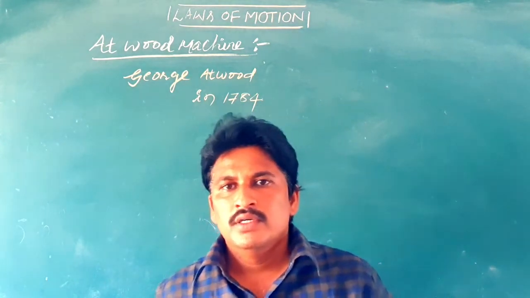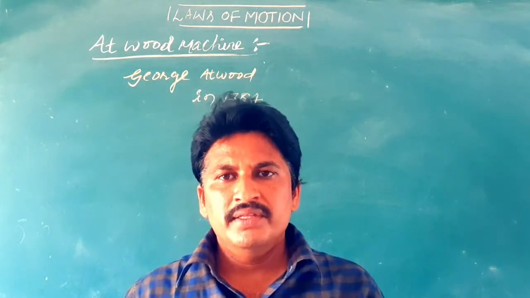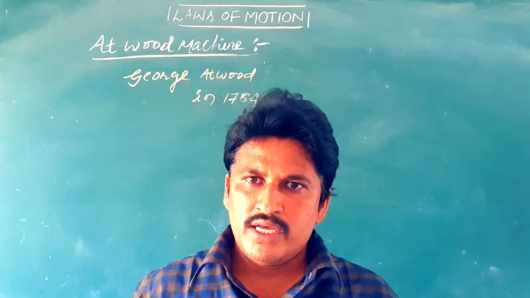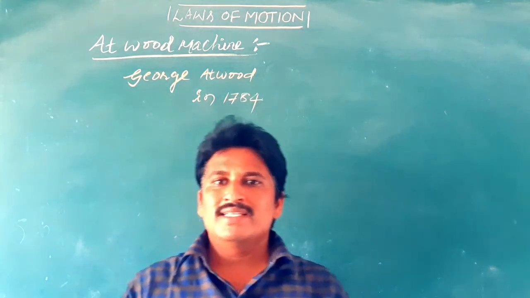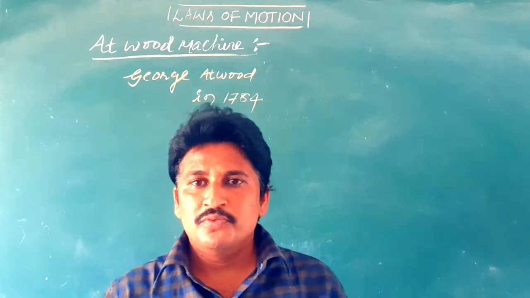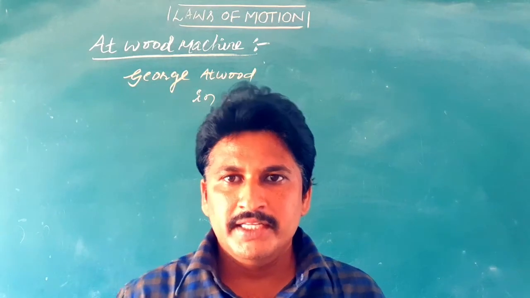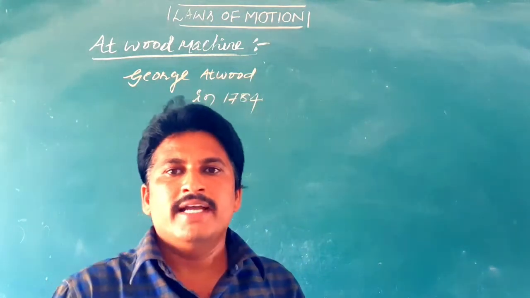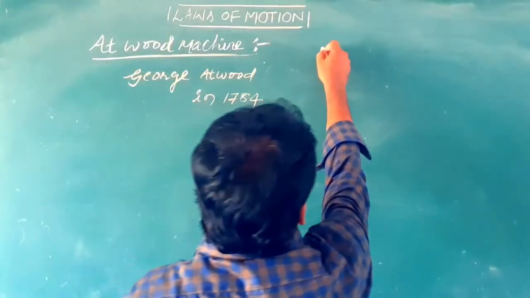Students, considering the ideal Atwood machine, in this ideal Atwood machine, two blocks of masses M1 and M2 are connected with a massless, inextensible string. It passes over a smooth pulley, considering the pulley is massless. This arrangement hangs with the help of a rigid support, as shown in the figure.